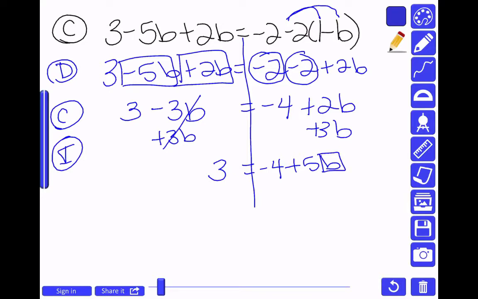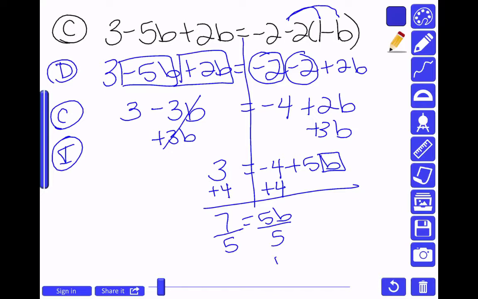Now I need to get b by itself still, so I'm going to add the constant, add 4 to both sides. 7 equals 5b, divide by 5, divide by 5, b equals 7 over 5, or 1 2/5. But again, I would encourage you to leave it as an improper fraction, 7 over 5.